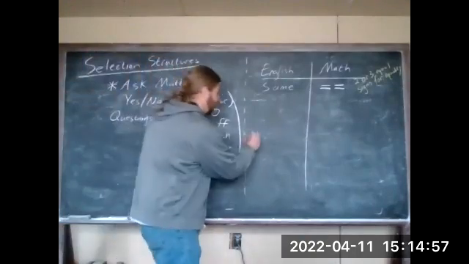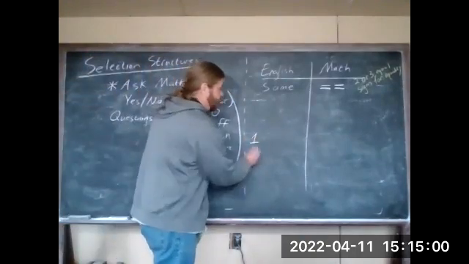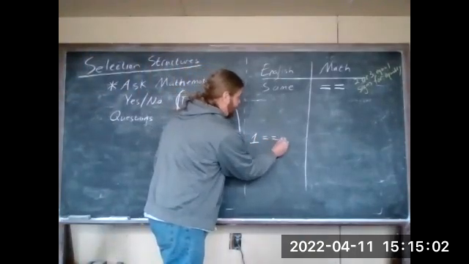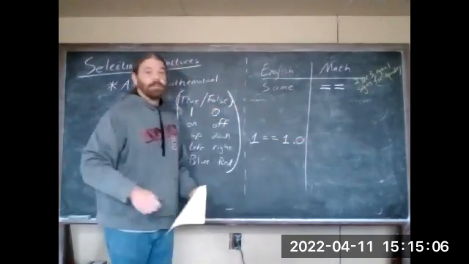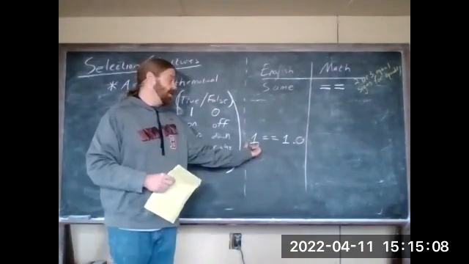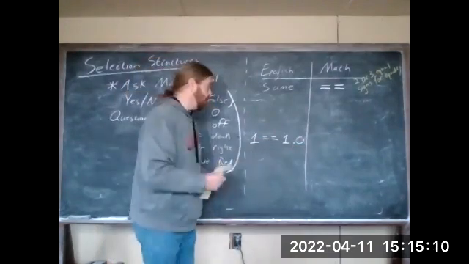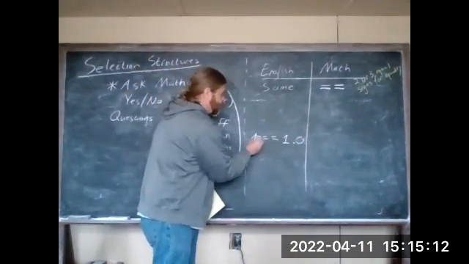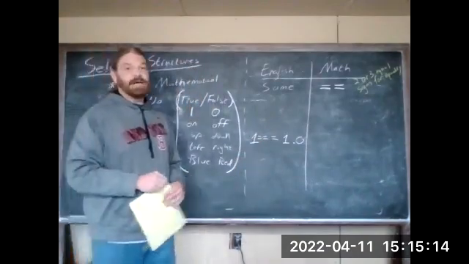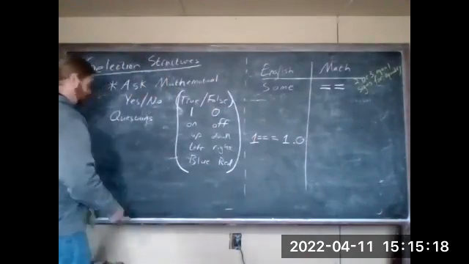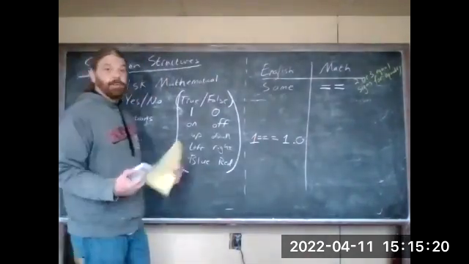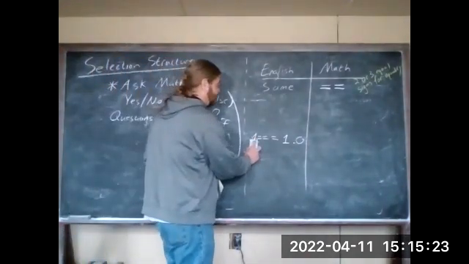Or the integer 1 is equal to 1.0, except that one of them is an integer and one of them is a floating point number. So 3 equal signs is strictly equal, so they would not be strictly equal, because an integer and a floating point number are different types of things.